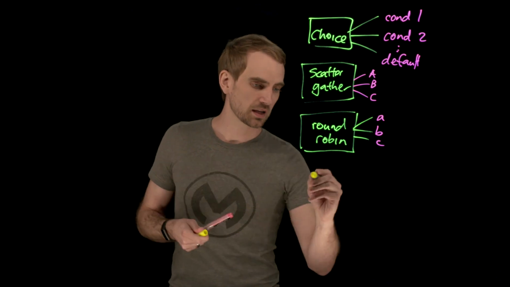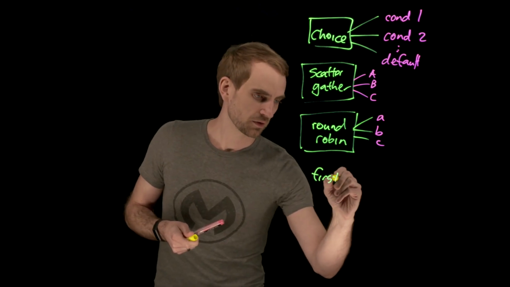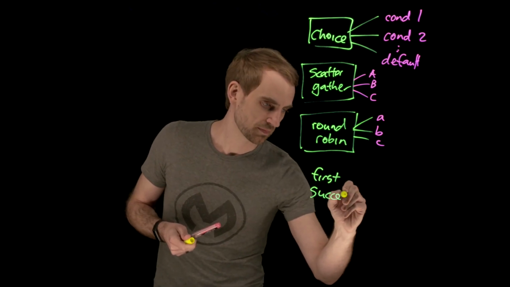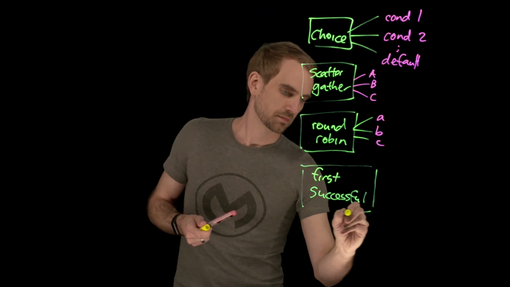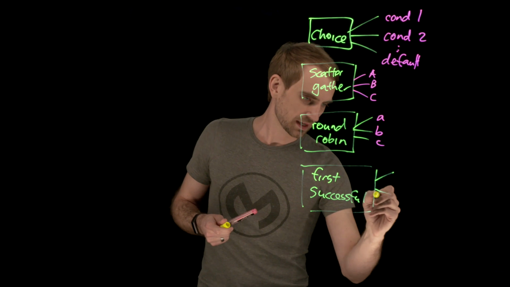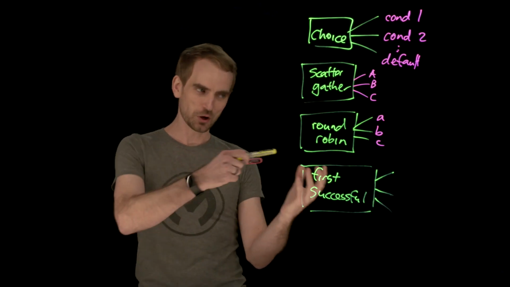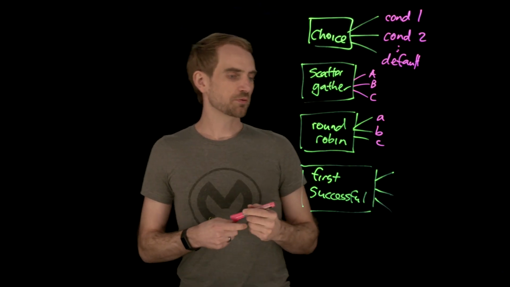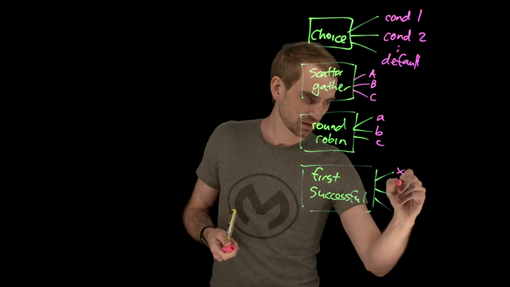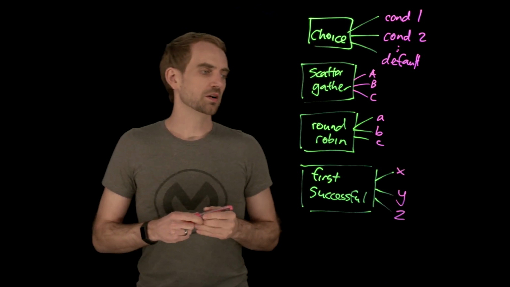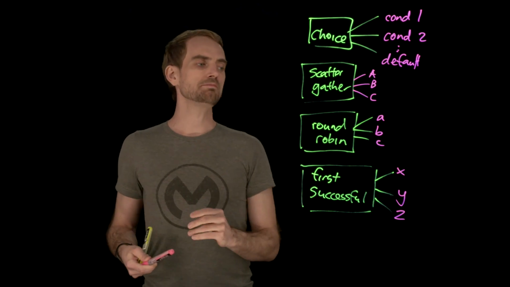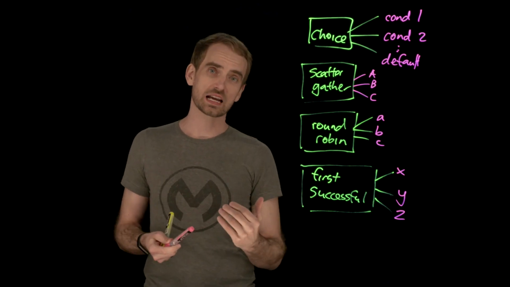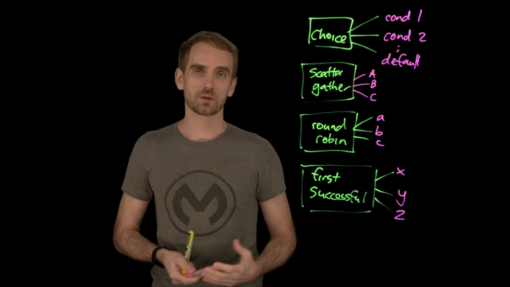Okay, and the final one is first successful. So first successful, again, yellow icon, vertical space on the screen, different paths. So in this case, you've got different paths. Now, it will try the first one, the topmost one, and if that fails, then it tries the second. If that fails, tries the third, and so on.